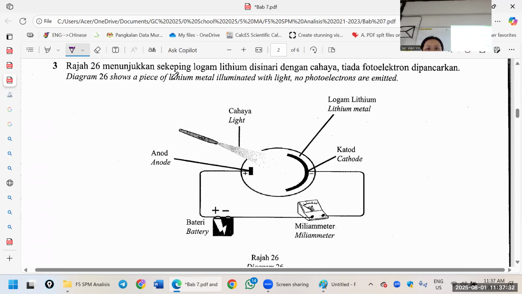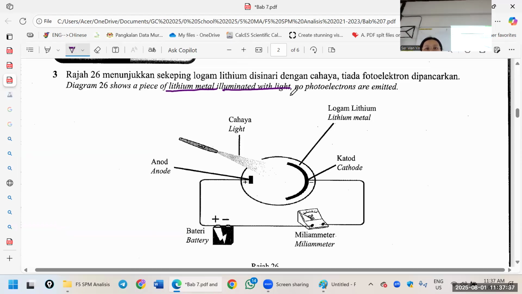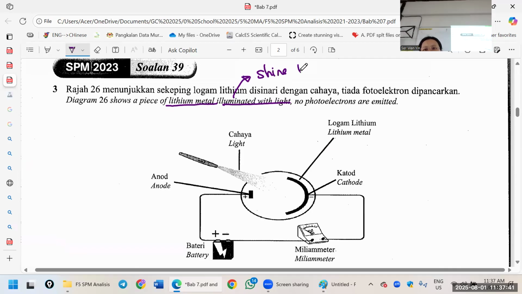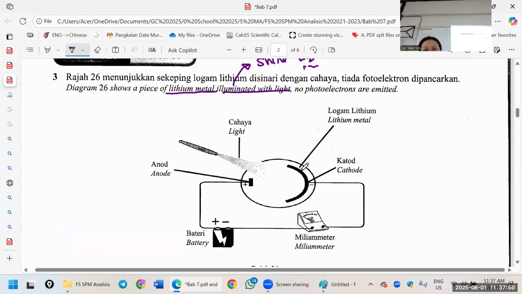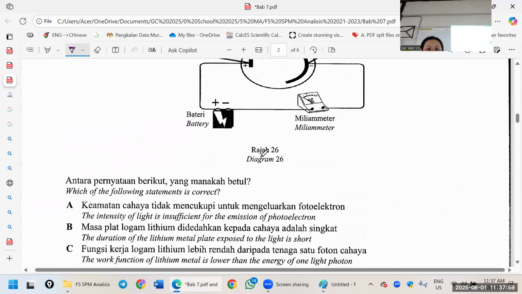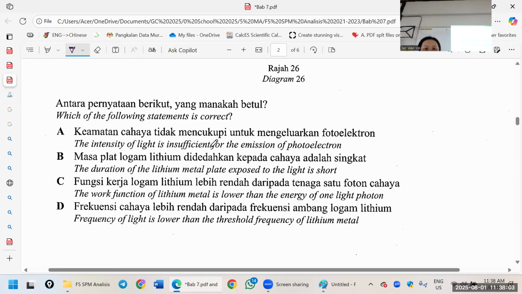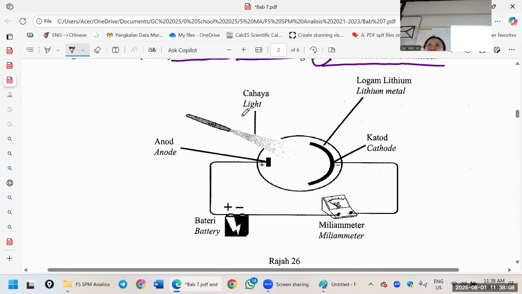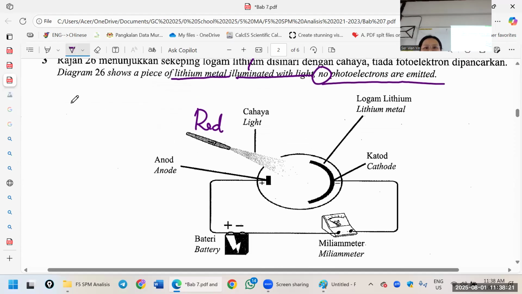Now next. This one is the same thing. This is a lithium metal illuminated by light. Illuminated means the light shines on the metal, but no photoelectrons are emitted. Why? Because what is the color of light that may cause this situation? It's red. By the way, red photon energy is equal to hf red. So if red color cannot emit out electrons, what is the possibility?